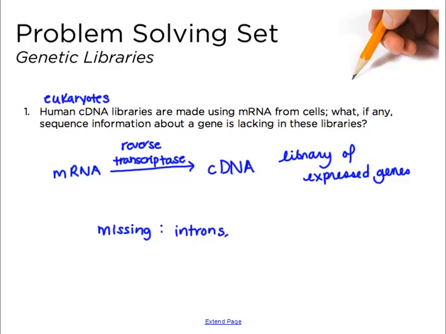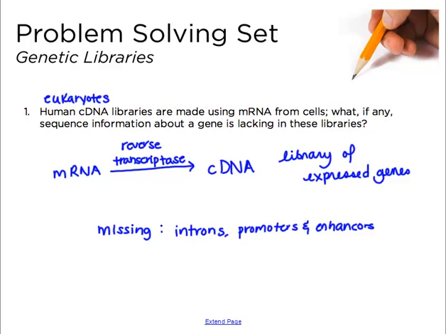You're also missing promoters and enhancers. And those are DNA elements that are part of the DNA that promotes the transcription into RNA, but don't actually make it into the mRNA because they're not part of the gene.